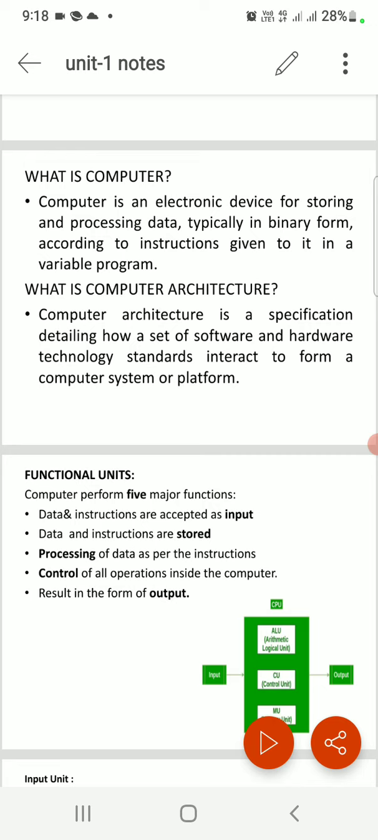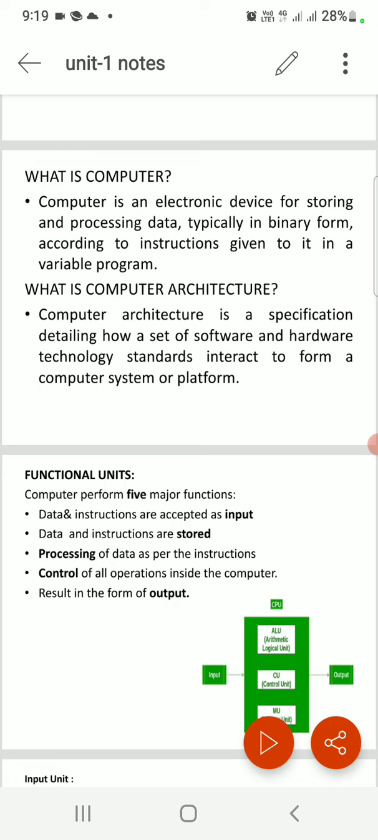A computer is an electronic device for storing and processing data in binary form according to the instructions given to it in a variable program. So a computer is an electronic device. We are storing the data, also according to the instruction. What is architecture? Architecture is a specification detailing how a set of software and hardware technology standards interact to form a computer system or platform.